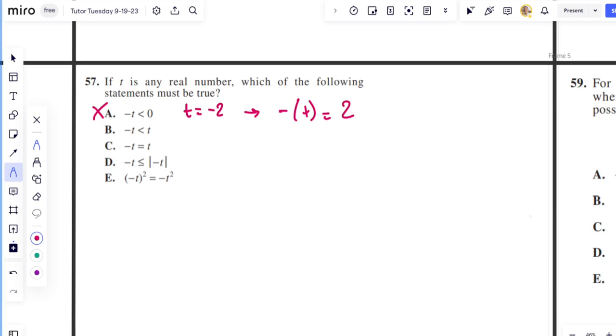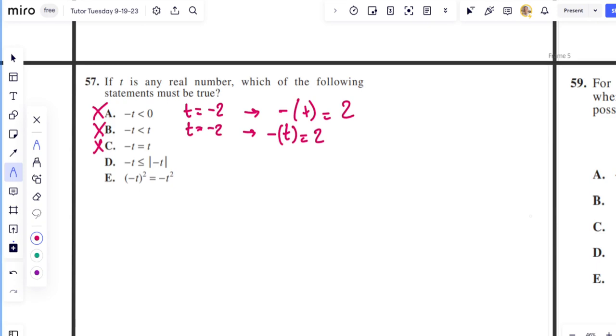Negative t is less than t. Again, that's also false, right? We could have t equals negative 2, and then negative of t would be equal to 2, which is not going to be less than negative 2. It's going to be greater. Negative t equals t is completely false, except in the case of t equal to 0. D. Negative t is less than or equal to the absolute value of t. That one seems like a good candidate.